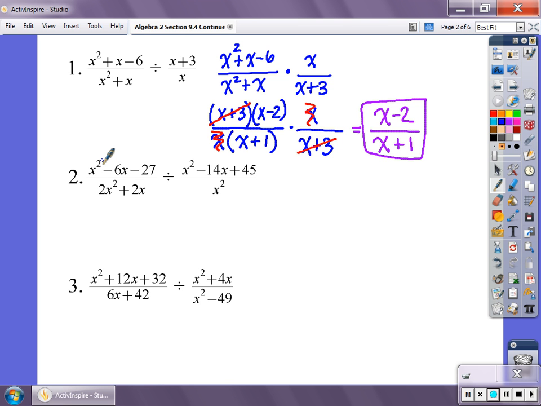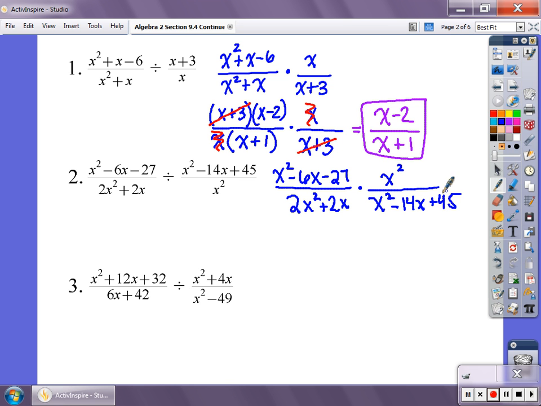Okay, down here, remember, if it's a division problem, you need to change it to multiply. So keep this the same. X squared minus 6x minus 27 over 2x squared plus 2x. Change the division to multiply, and then make this the reciprocal. X squared on top, and x squared minus 14x plus 45 on the bottom.